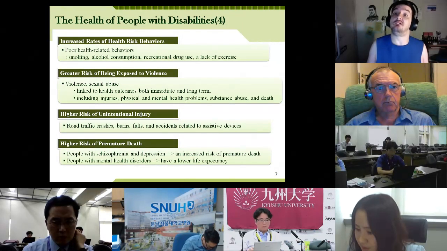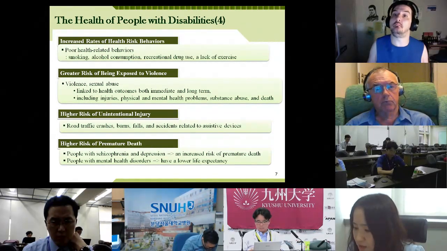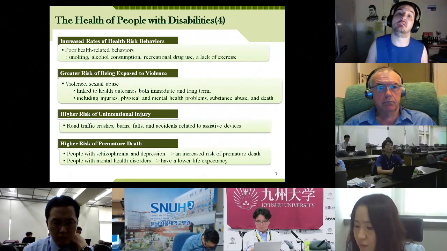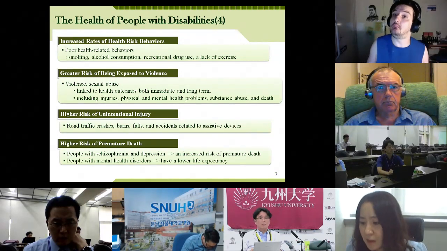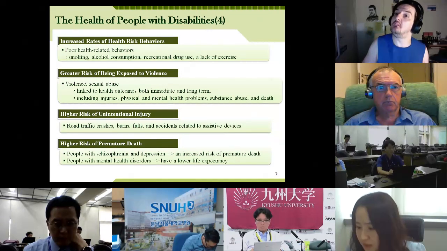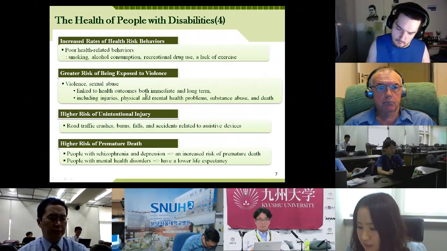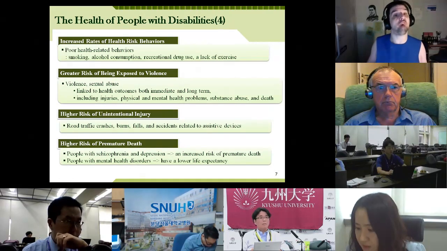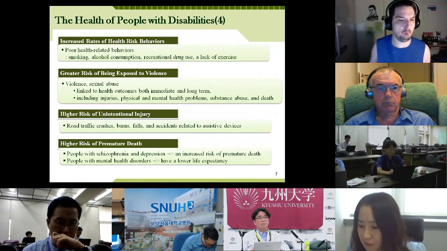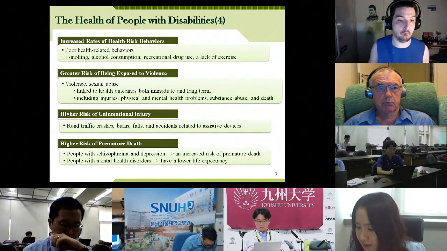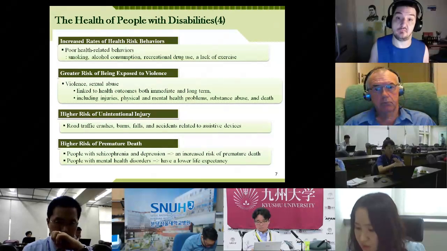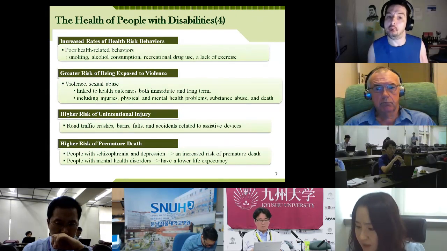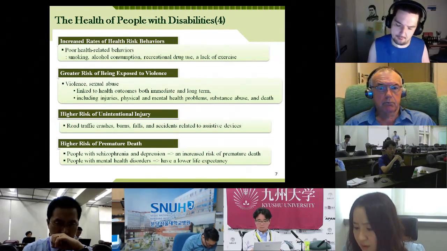And people with disabilities are at greater risk of being exposed to violence than those without disabilities. Violence is linked to health outcomes including injuries, physical and mental health problems, substance abuse, and death. And people with disabilities are at higher risk of non-fatal unintentional injuries from road traffic crashes, burns, falls, and accidents related to assistive devices.